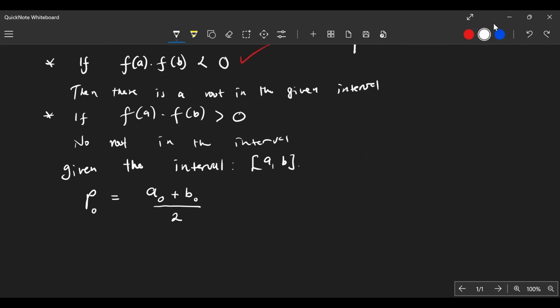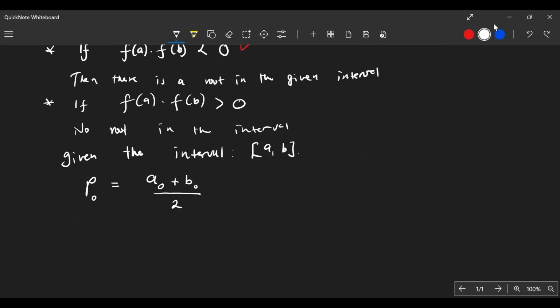The next thing, you're going to test this P naught in the function. So you substitute the P naught that you get by dividing the sum of A naught and B naught, and you test it. So f of P naught, and you check: is f of P naught greater than 0 or equal to 0? You decide from here. So if, for instance, f of P naught is greater than 0, it's positive in simpler terms.